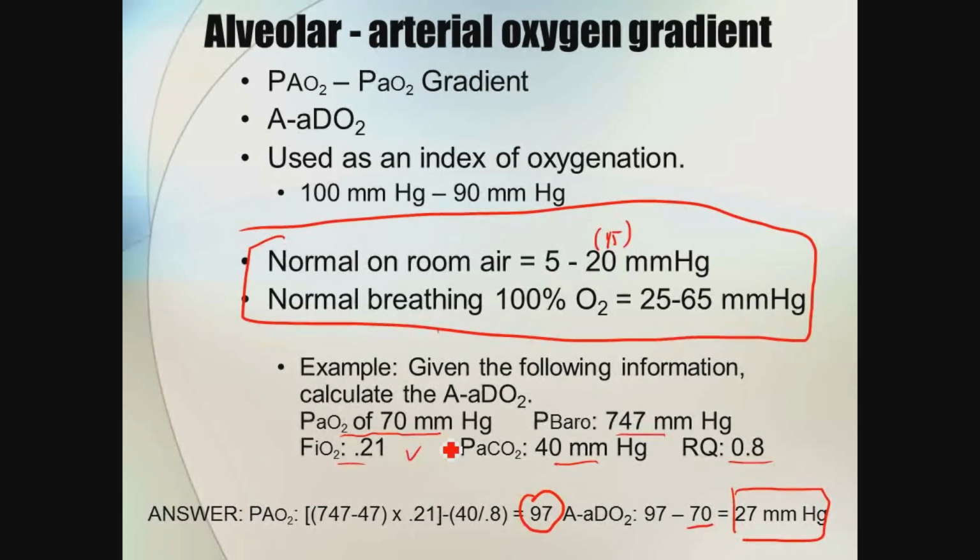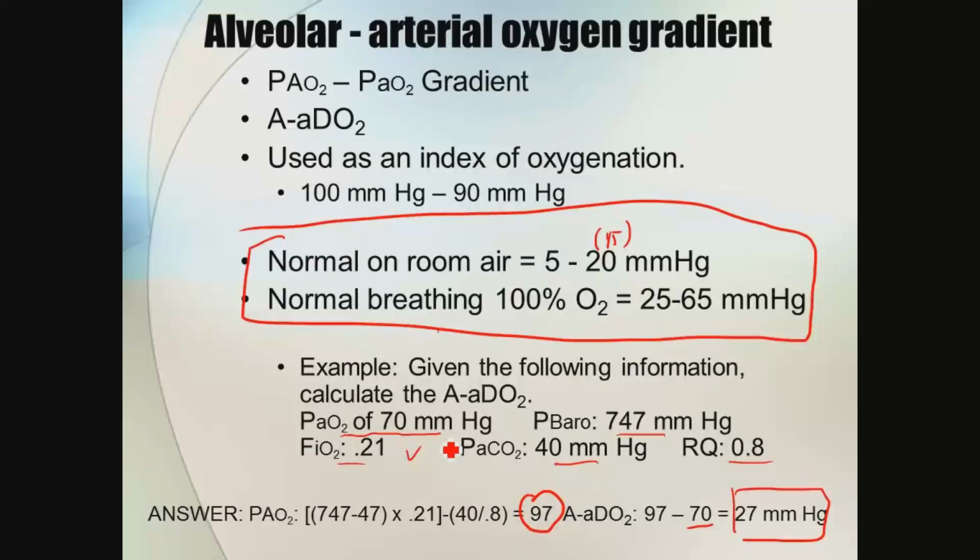And how do I know I got a little bit of a problem? What's my normal room air blood PaO2? 80 to 100. Where am I at? 70. A little bit low. A little bit of a problem. Everybody see where I'm going with that? Given that kind of information, you should be able to calculate an AADO2, and tell me to some extent whether that's normal or not. A little bit off.